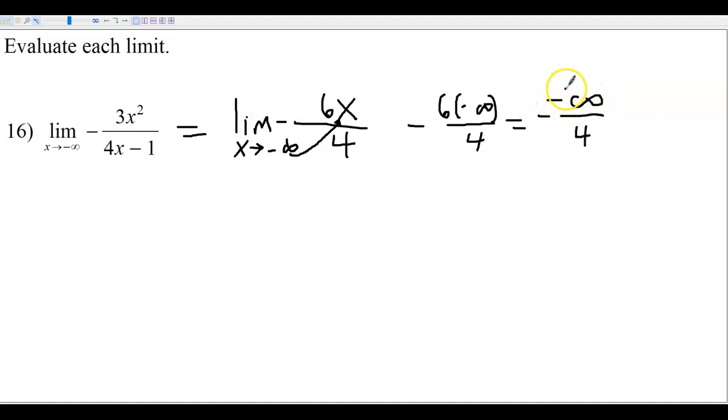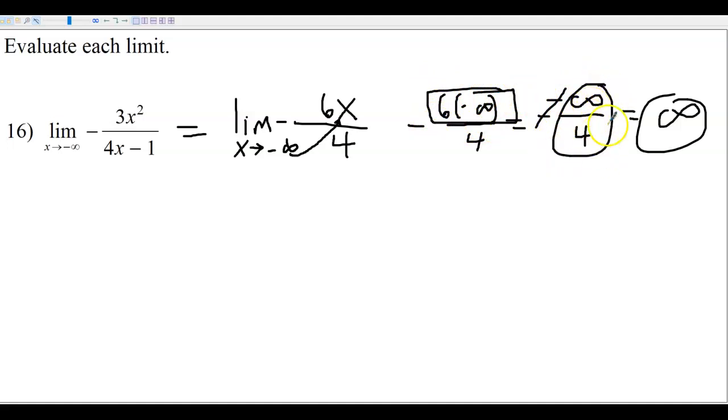And then 4. In this case, these cancel out. And infinity over 4 is just infinity. Now, if this isn't making sense to you, like why this infinity divided by 4 is infinity, then you might want to look at this sheet.